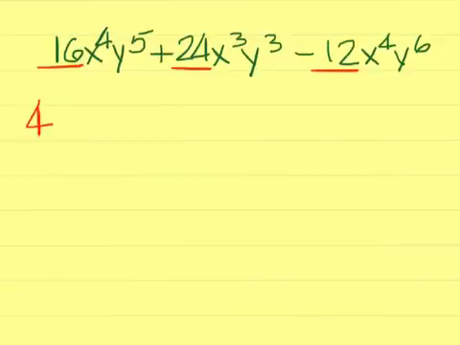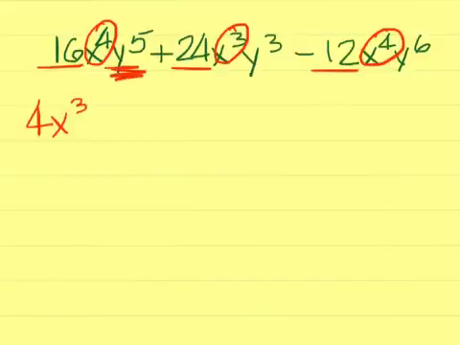And then look at your x's only. 4, 3, and 4. What's the lowest one? So you take out x to the third. And then go back and look at the y's. You have 5, 3, and 6. What's the lowest one? So y to the third. And you'll factor out, which means you need to go back and divide by 4x to the third, y to the third on all of these.